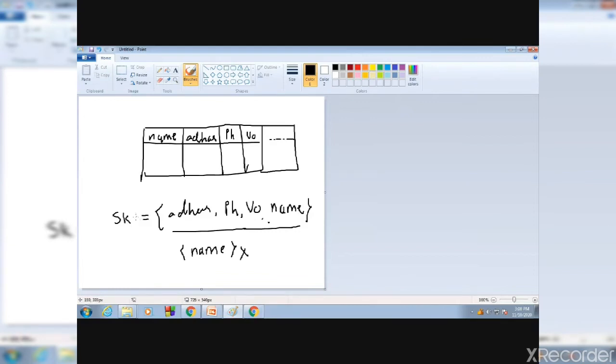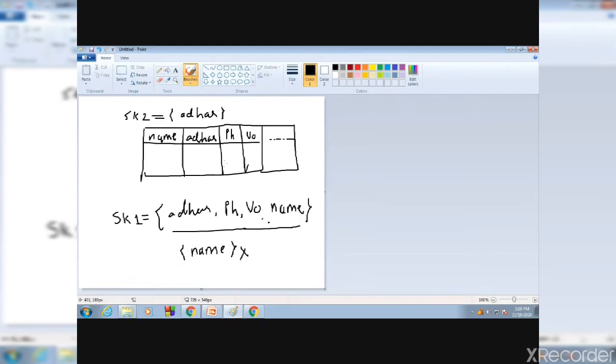You can have n number of super keys. Here I'm listing this as super key 1. Suppose I can have a super key 2, that is okay. Here I can write Aadhaar card number. If I have the Aadhaar number, this is a unique value. Aadhaar number has a unique value.